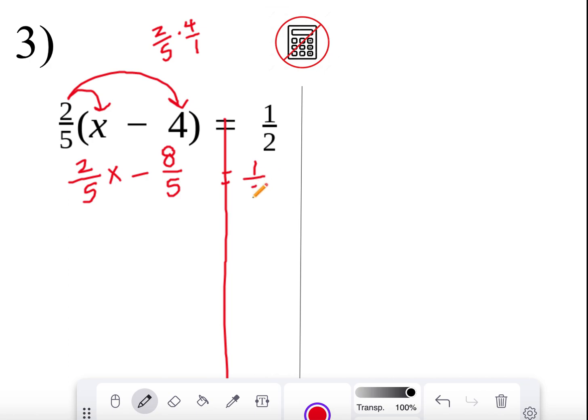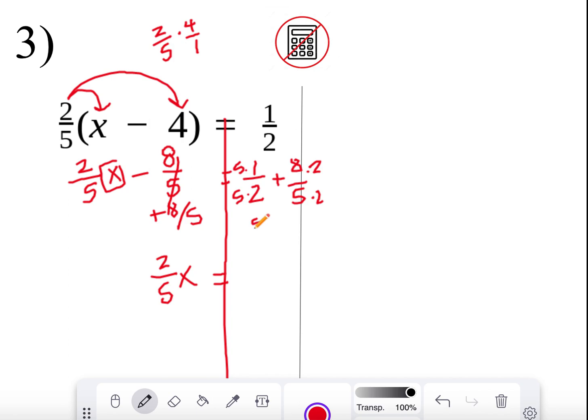All right, so now you can see that we just have a really nice one-step equation. See how the x is attached to the 2/5? So we're going to undo this by adding 8/5. And over here, we're going to add 8/5. So just solving with fractions. Bring down 2/5. Over here, we need a common denominator. And we're going to go ahead and make that 10. So times 2 times 5.